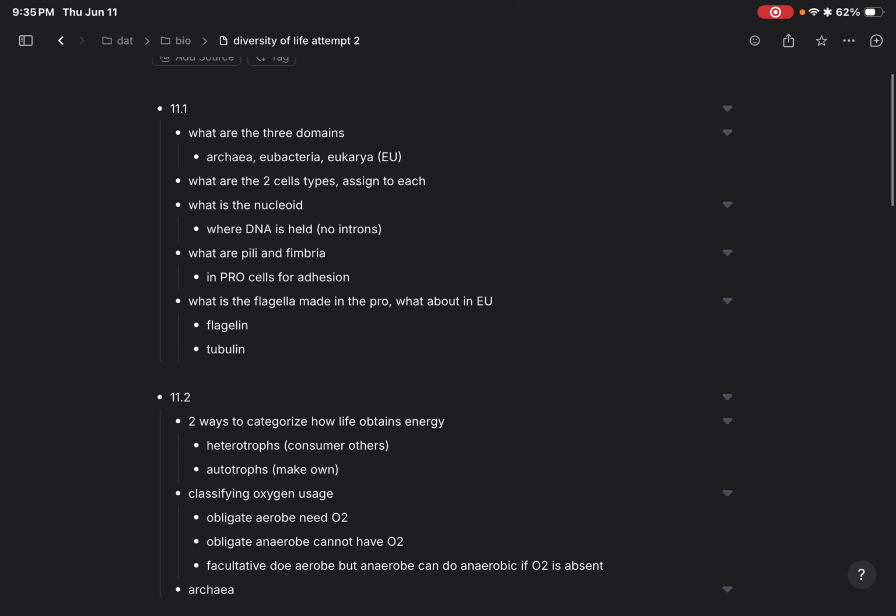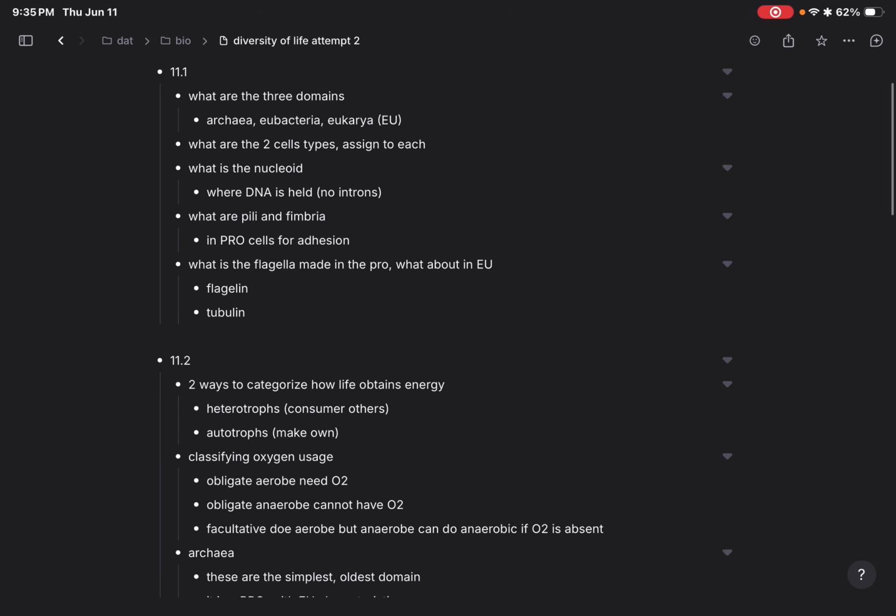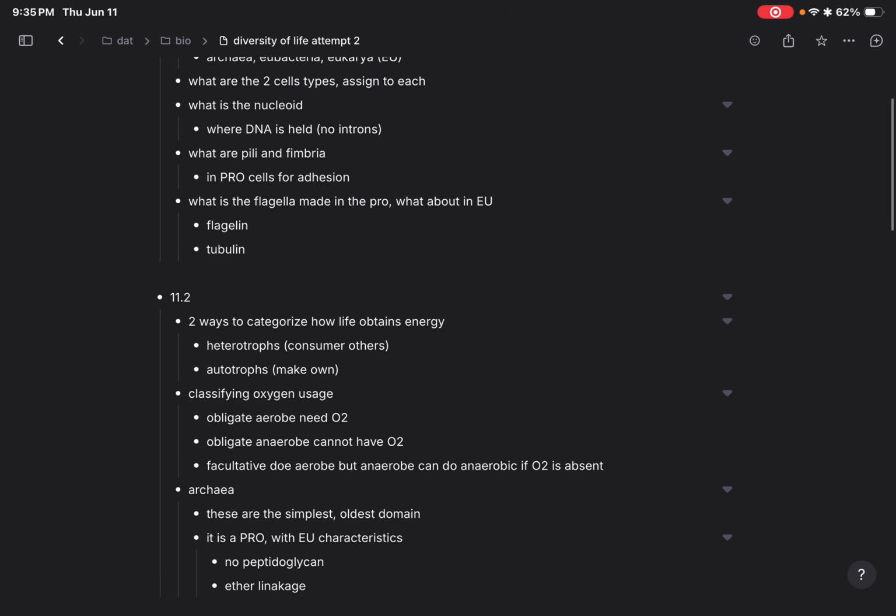So what is the nucleoid? In prokaryotes there is no membrane, so they don't have a nucleus. The nucleoid is just the area where genetic information, DNA, is held. There are also no introns in prokaryotic DNA, meaning it has higher gene density, but that's another topic.